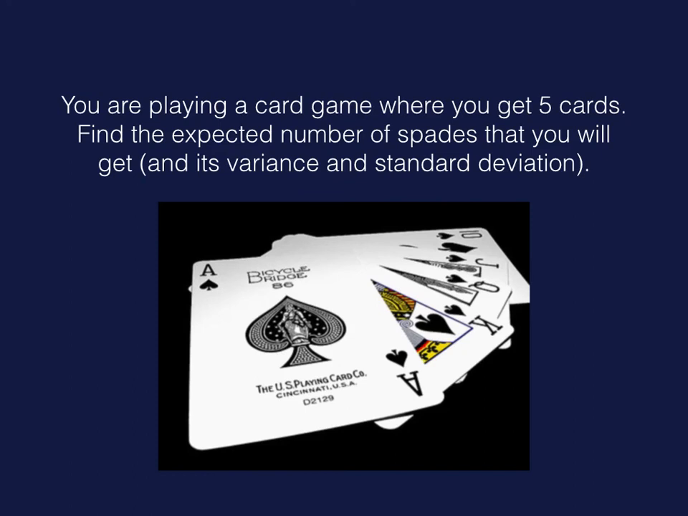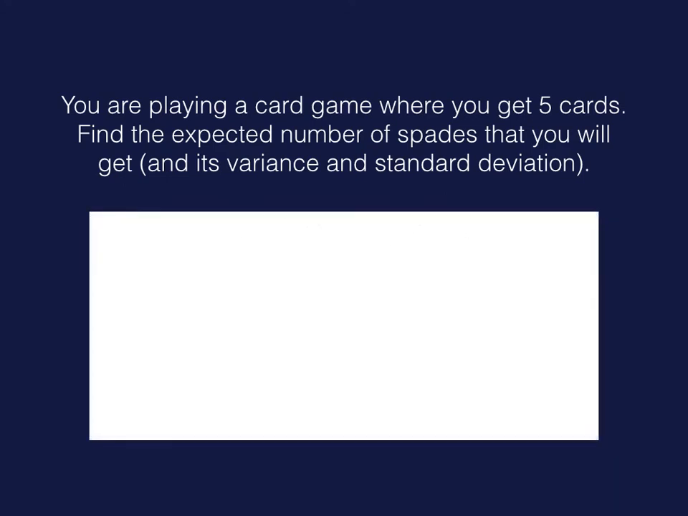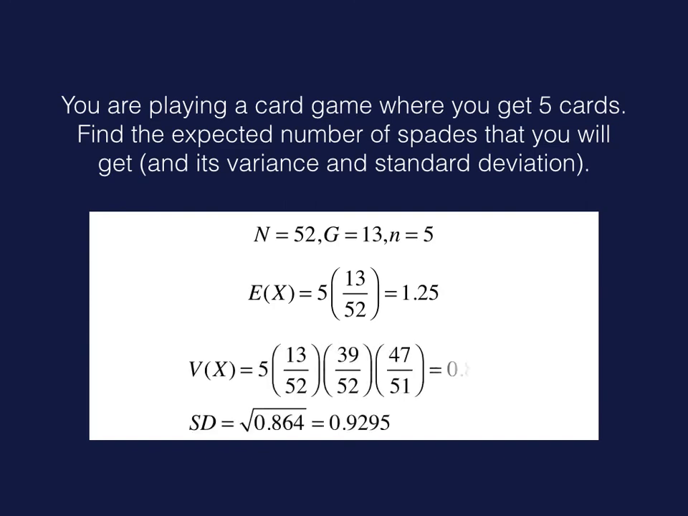Okay, so you get 5 cards, and I want the expected number of spades and its variance and standard deviation. So there's a total of 52 cards. 13 of them are spades, and we're going to pick 5 cards. So by the formula, we expect 1.25 spades with a variance of 0.864. Square root of that is 0.9295, and that's your standard deviation.